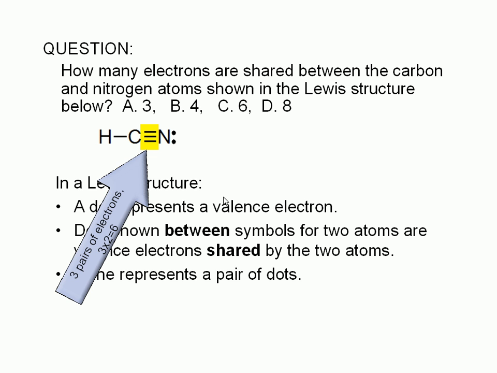Therefore, as shown here, carbon and nitrogen are sharing three pairs of electrons. 3 times 2 is 6. Therefore, the correct answer is 6.